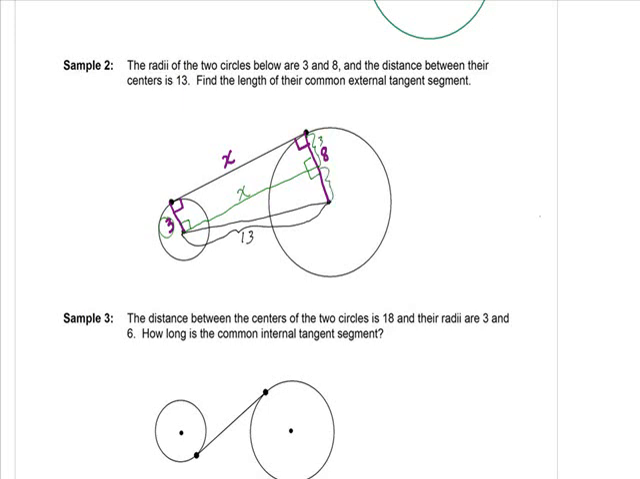So this portion is how much? That's 5. I'm going to draw the triangle off to the side. There's our x, there's our 5, there's our 13. Yes, it's a triple. What is our x? 12.